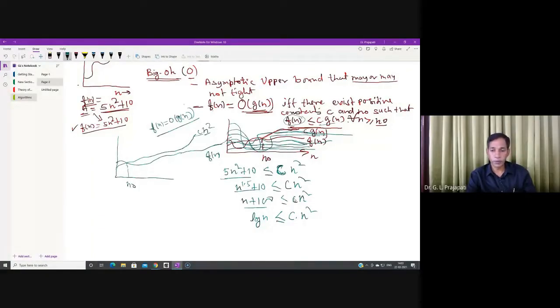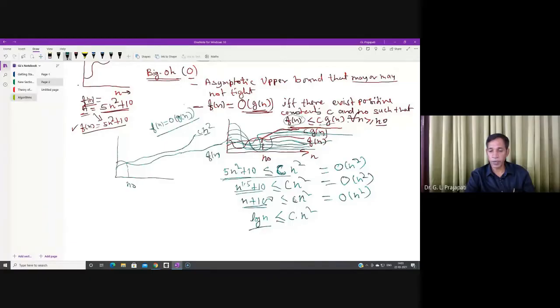So if this condition holds true for representing f of n with the help of the big O notation, this condition must hold true. If this is true, then you can say that 5n square plus 10 is big O of n square. If this is less than or equal to some c into n square, then you can also say that n plus 100 is less than or equal to some c into n square, so it is big O of n square. Here g of n is n square everywhere.